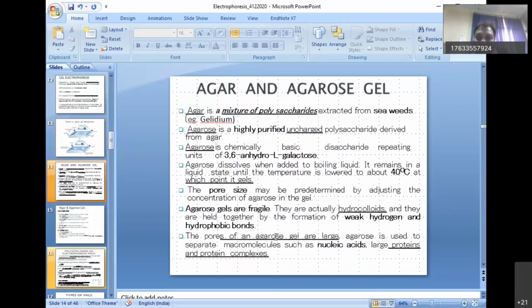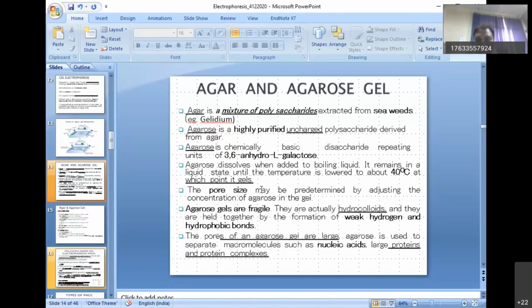So come to this supporting media, like agarose. How do we get this agarose? Agar is basically from a seaweed, Gelidium; there are other seaweeds also, but Gelidium is the most commonly used. So it is the source for the agar, and agarose is derived from the agar. And chemically, agarose is 3,6-anhydro-L-galactose, and it gets dissolved when you add warm water, and it gets polymerized below 40 degrees centigrade.